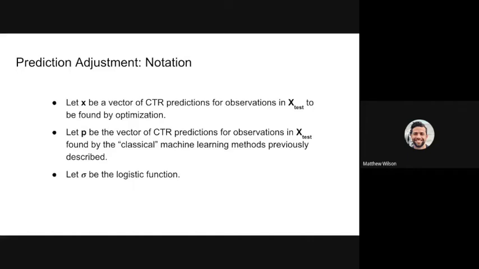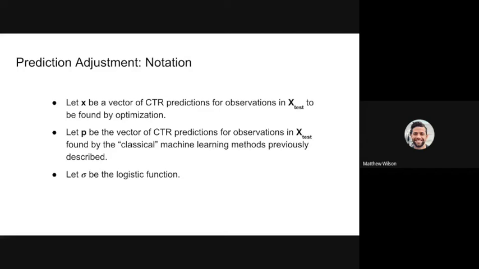Just a couple more pieces of notation. We're going to call X the vector of CTR predictions for observations in X test that we're going to find by optimization. We're going to call P the vector of CTR predictions for observations in X test found by the classical machine learning methods Marco just described. So at a high level, we're going to modify P, and the modified version of P is X, and we're going to find X by optimization. That's what we're doing at a high level.